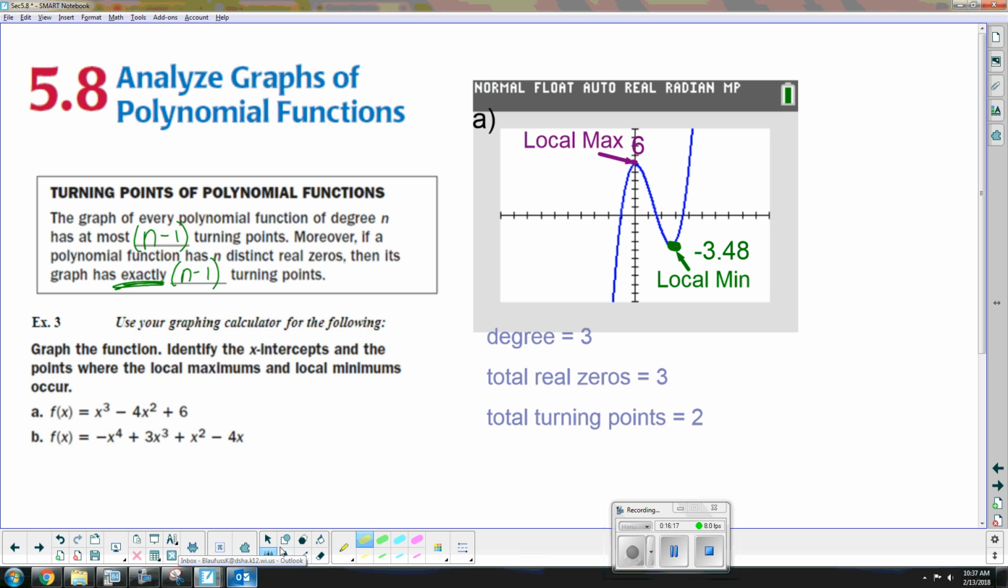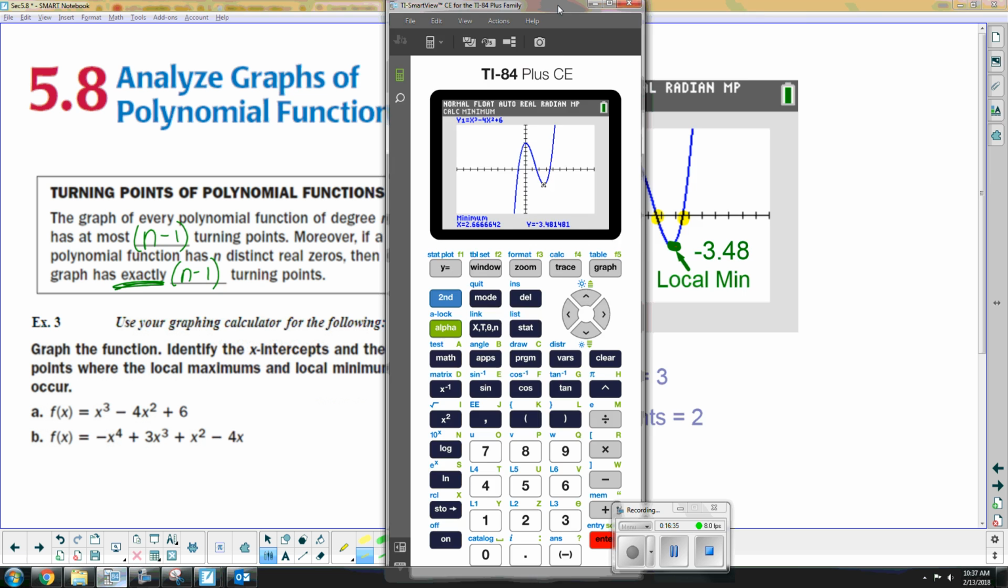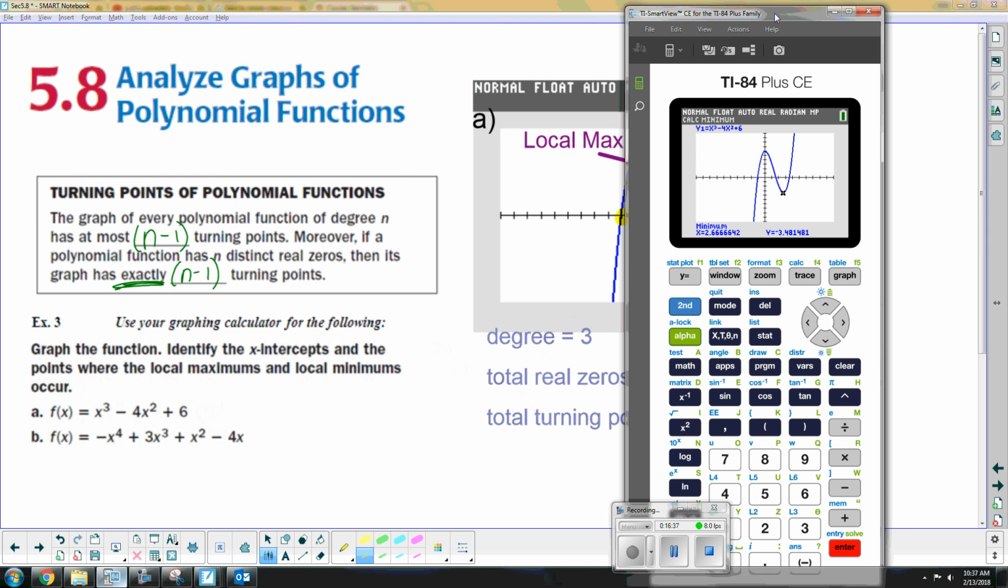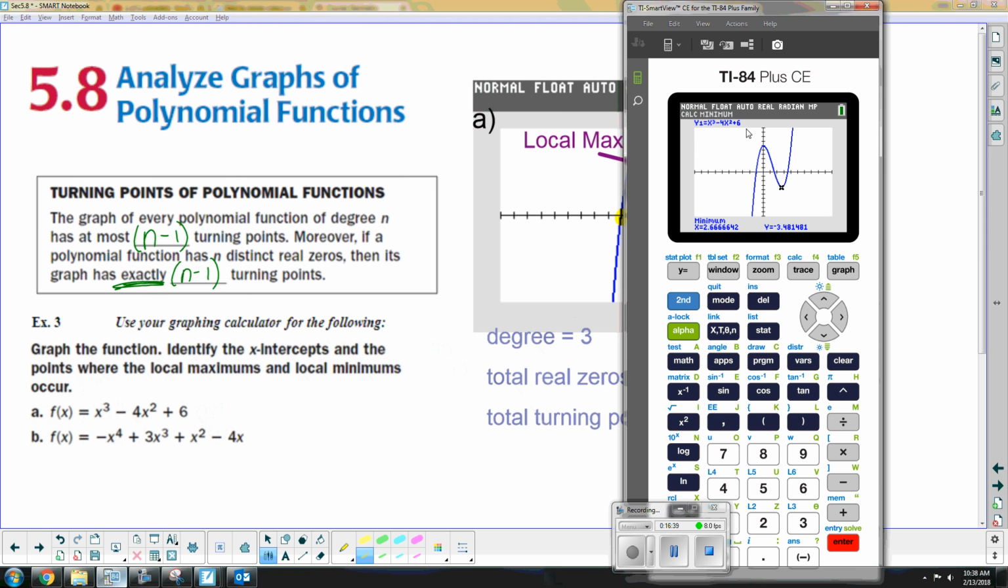And then lastly, we want to find our zeros. So here's our zeros. Here's 1, here's another 1, and here's another 1. Now we could find our zeros by factoring, and then by using the quadratic formula, or we can use our graphing calculator. So to find your zeros on your graphing calculator, you're going to do a similar thing. You're going to go to Second, Calc, and number 2 is 0.